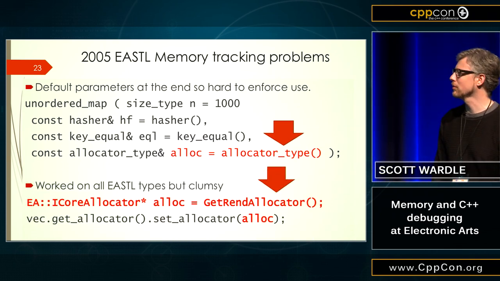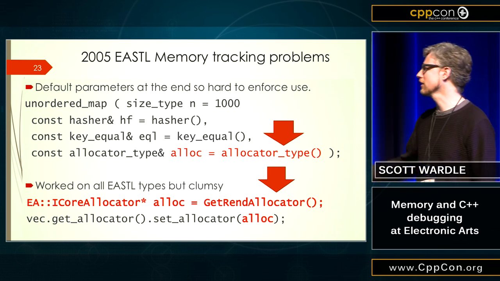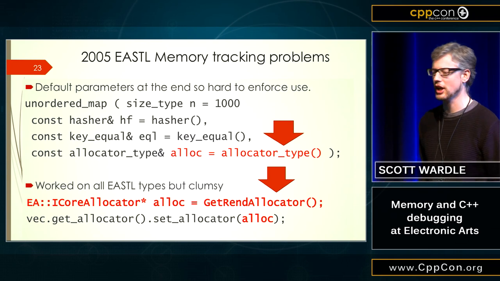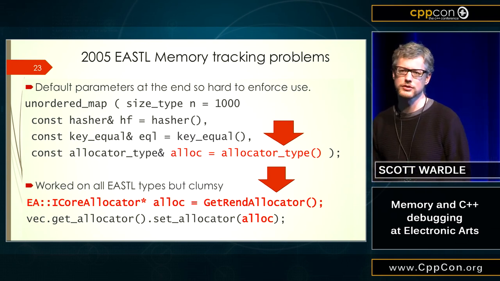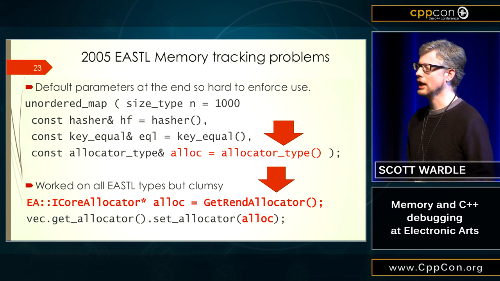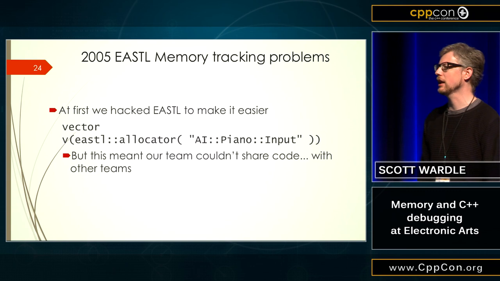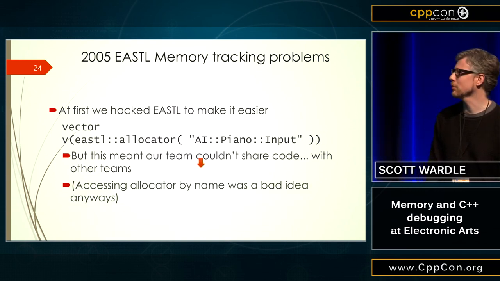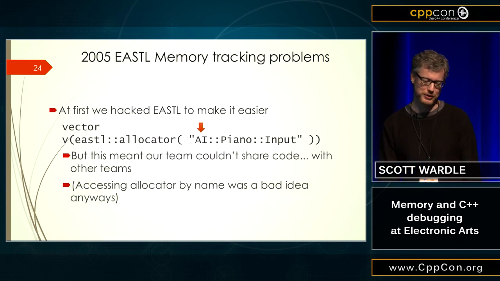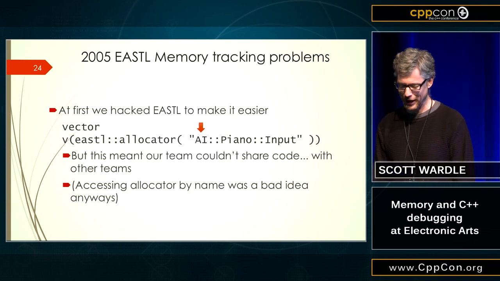Another way to solve the problem was this. You could have your vector, and you could call get allocator, and then set allocator on it, and change it each time. And the way STL works, you're guaranteed that it will not allocate memory right away. It will only allocate memory once you push something into it. And so that worked okay. Our team's a pretty big team, and so sometimes we think we can get away with just changing the interface. And we shouldn't at least try to do these bad ones.